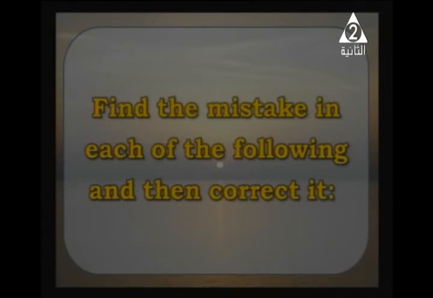Find the mistake in each of the following sentences and then correct it. برضو بنطلع الغلطة وبنكتب قدامها الصح بتاعنا، وبحاول اقرا الجملة كويس قوي عشان ممكن ما تبقاش الغلطة هي grammatical items، ممكن تبقى vocab، تبقى preposition. يلا نشوف مع بعض.